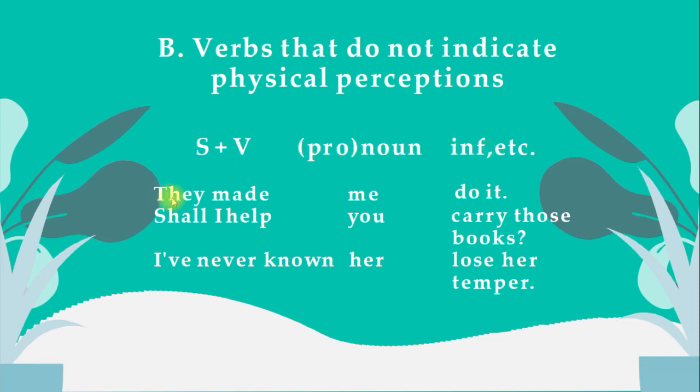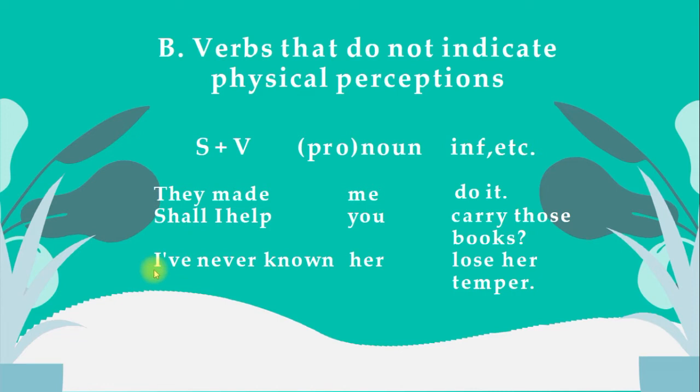So for example, the sentence like, they made me do it. They is the subject, and then followed by made as the verb, and then followed by me as a pronoun, and do is the infinitive, and it as the object of the infinitive. Or in another sentence, we'll use the question like, shall I help you carry those books? Here we have I as the subject, help as the verb, you as a pronoun, carry as the infinitive, and thus books as the noun phrase for the object of the verb carry.